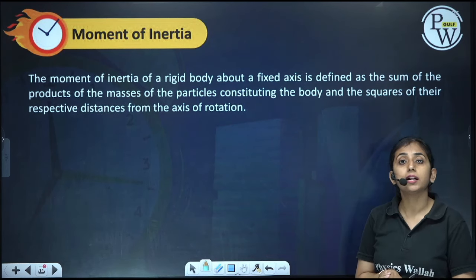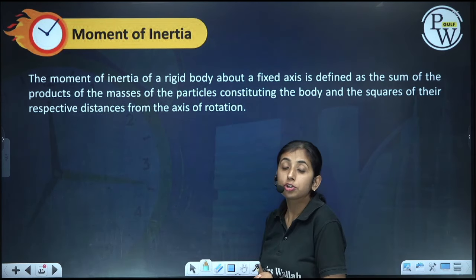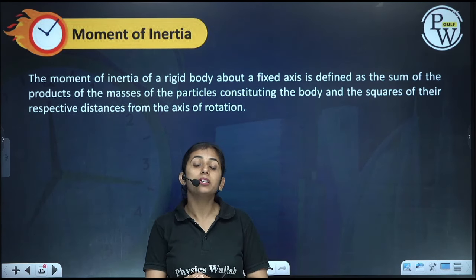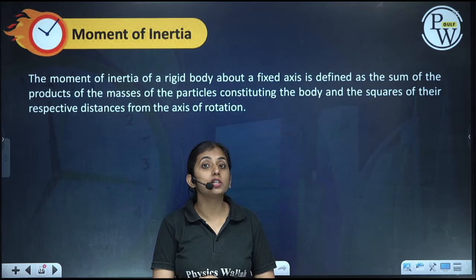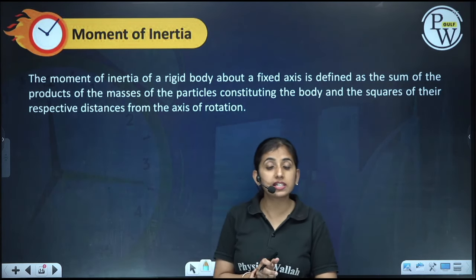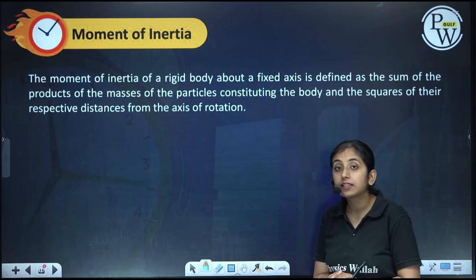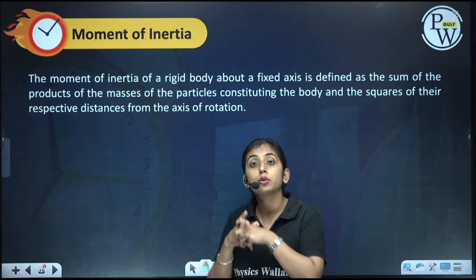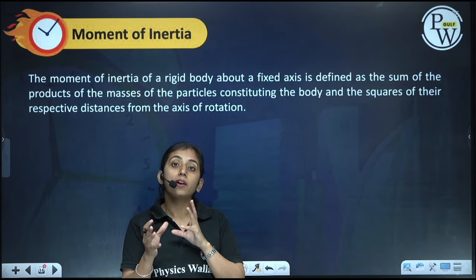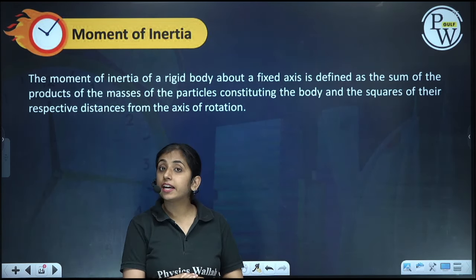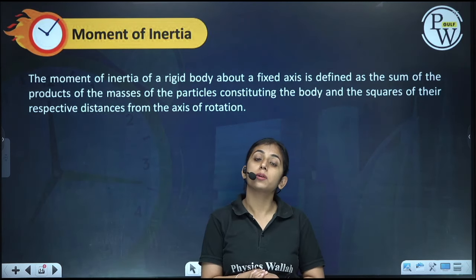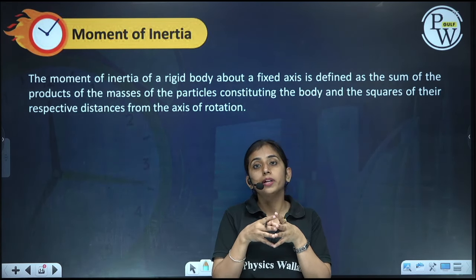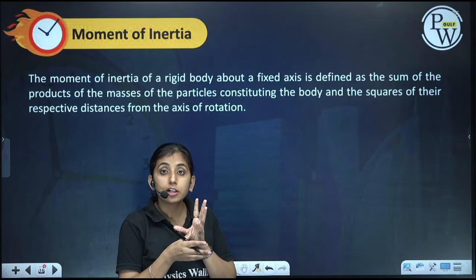Just like we have studied in translational motion that inertia is the property of any body to maintain its state, or the inability of any body to change its state by its own self. Similarly, in rotational motion also, every body tends to maintain its rotational state of motion, or it cannot change its rotational state of motion by itself. This property of the body is called rotational inertia.